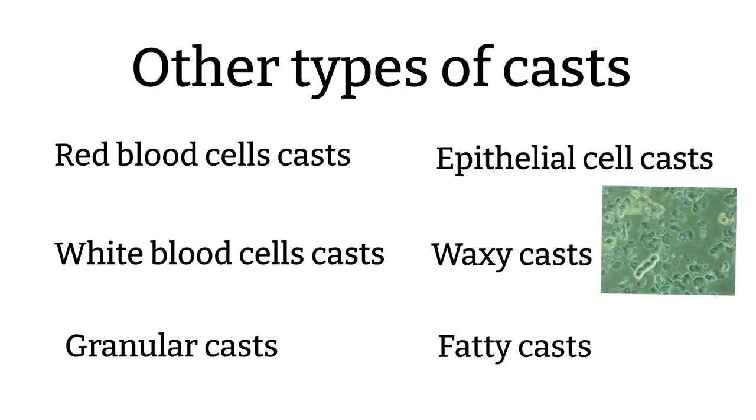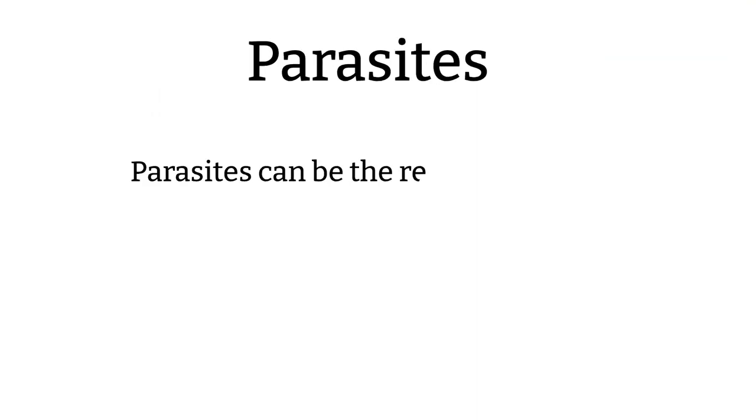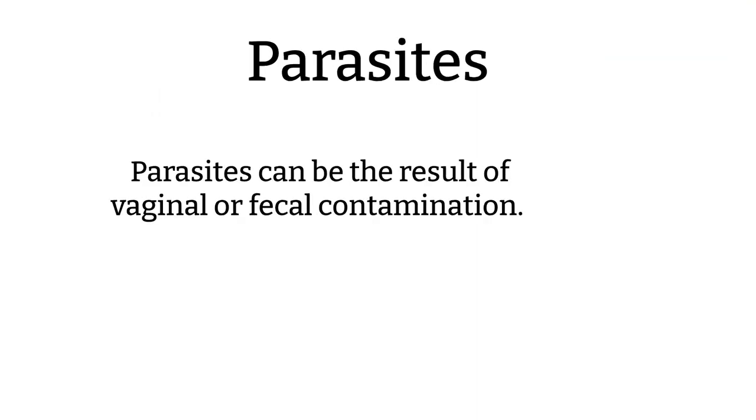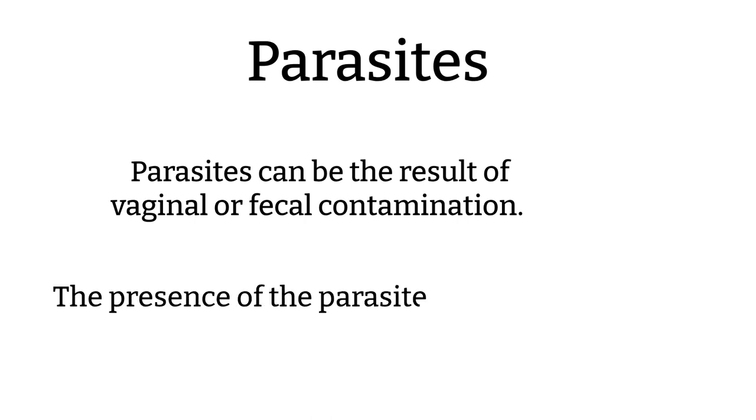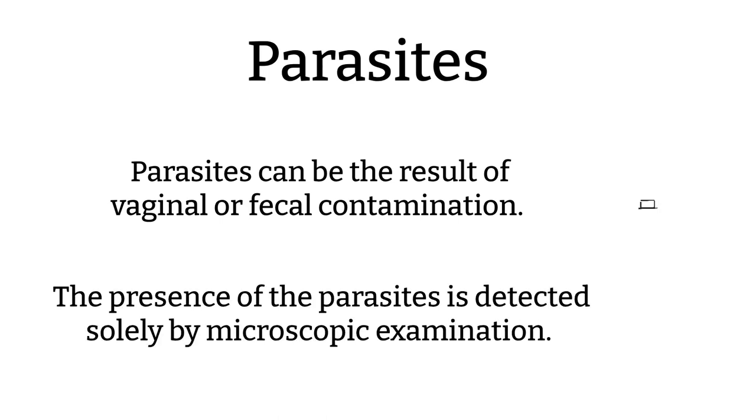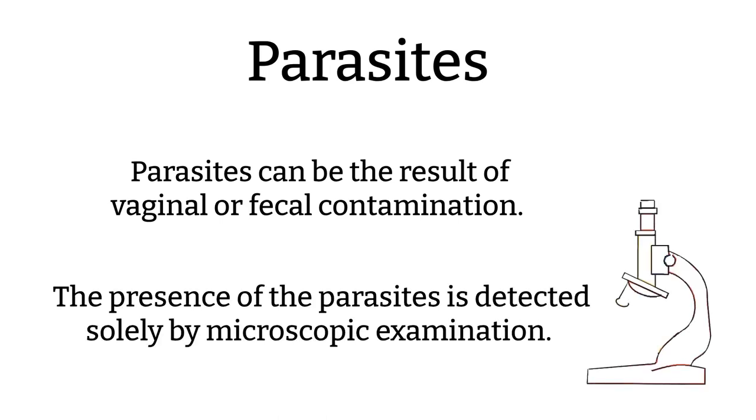Parasites. Parasites may occasionally be found in urine. This can be the result of vaginal or fecal contamination as well. Unlike bacteria, the presence of parasites cannot be confirmed with the chemical analysis of the urine, which is why microscopic examination is the key for identifying parasites in urine specimens.